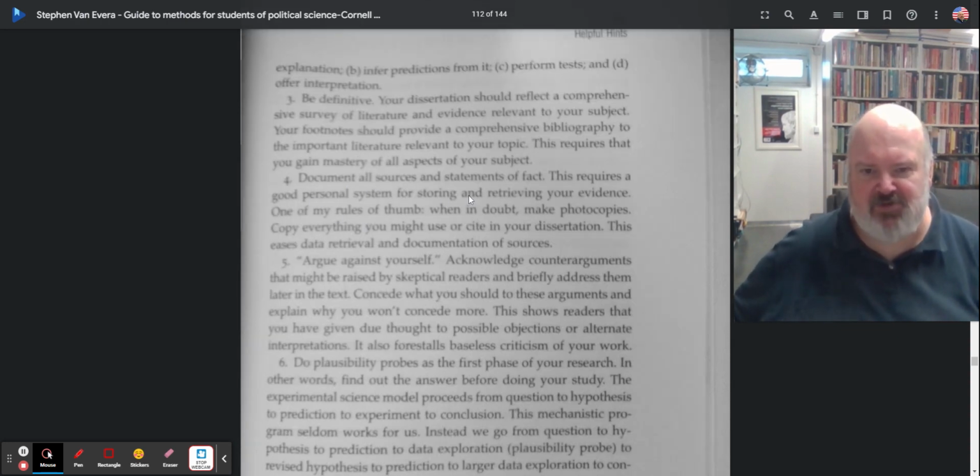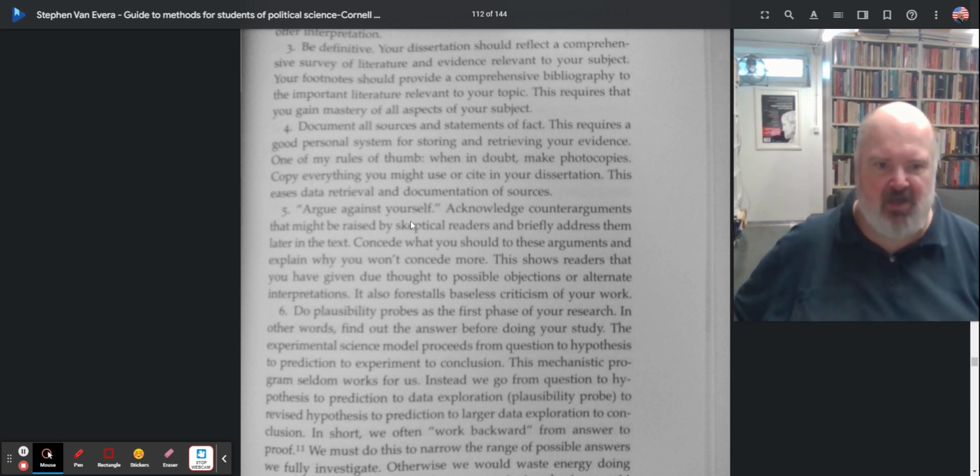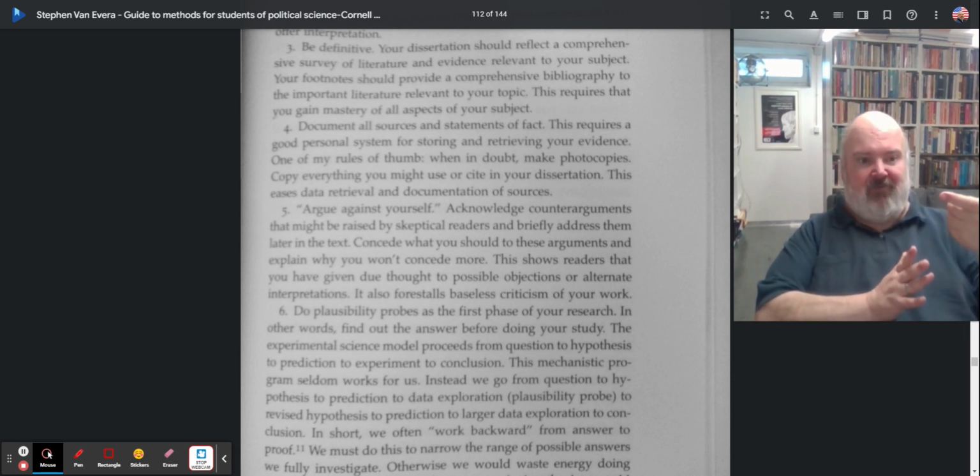Four, document all sources and statements of fact. Very important. This requires a good personal system for storing and retrieving your evidence. One of my rules of thumb: when in doubt, make photocopies, or PDFs. Copy everything that you might use or cite in your dissertation. This eases data retrieval and documentation of sources. And if you're going to photocopy, make sure you put the bibliographic reference on it.